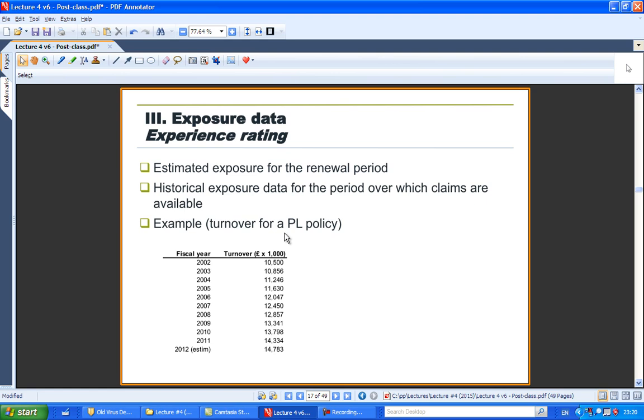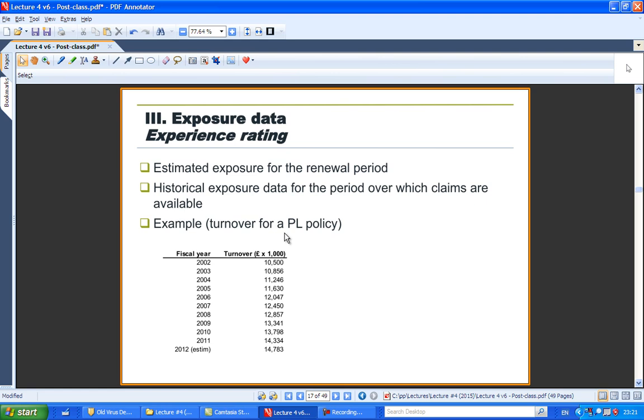Otherwise, you cannot connect the previous exposure, the amount of claims that you had in a particular year, with the amount of risk that the client had. I think we explained that to some extent already in chapter 1.